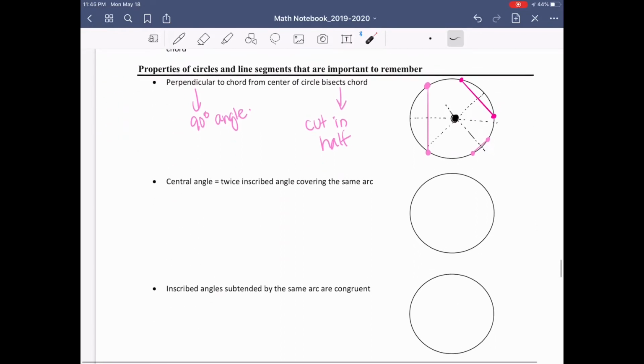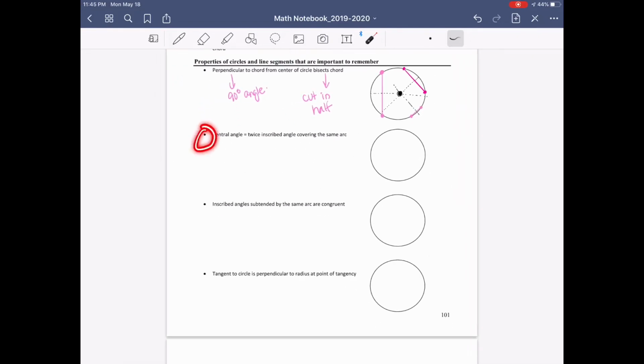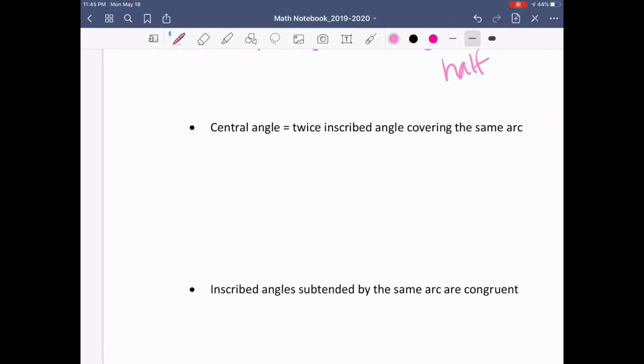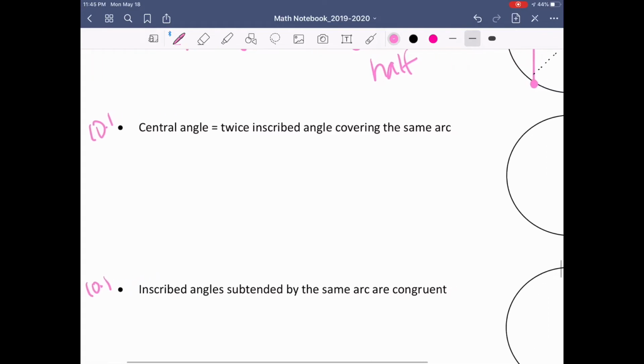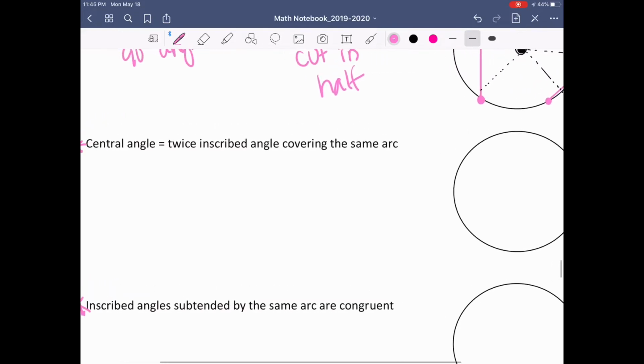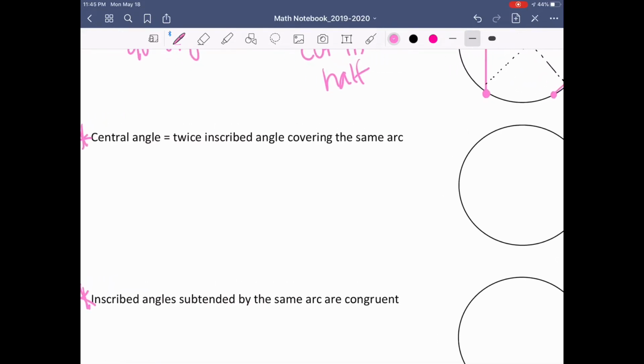The second property is that, and these ones are important for 10.1. Sorry, these two are important for 10.1, and the last one's important for 10.3. So this is 10.1, okay? And this is a rule that you have to know. It's very, very important. Okay? So this rule says that the central angle is equal to twice the inscribed angle covering the same arc.